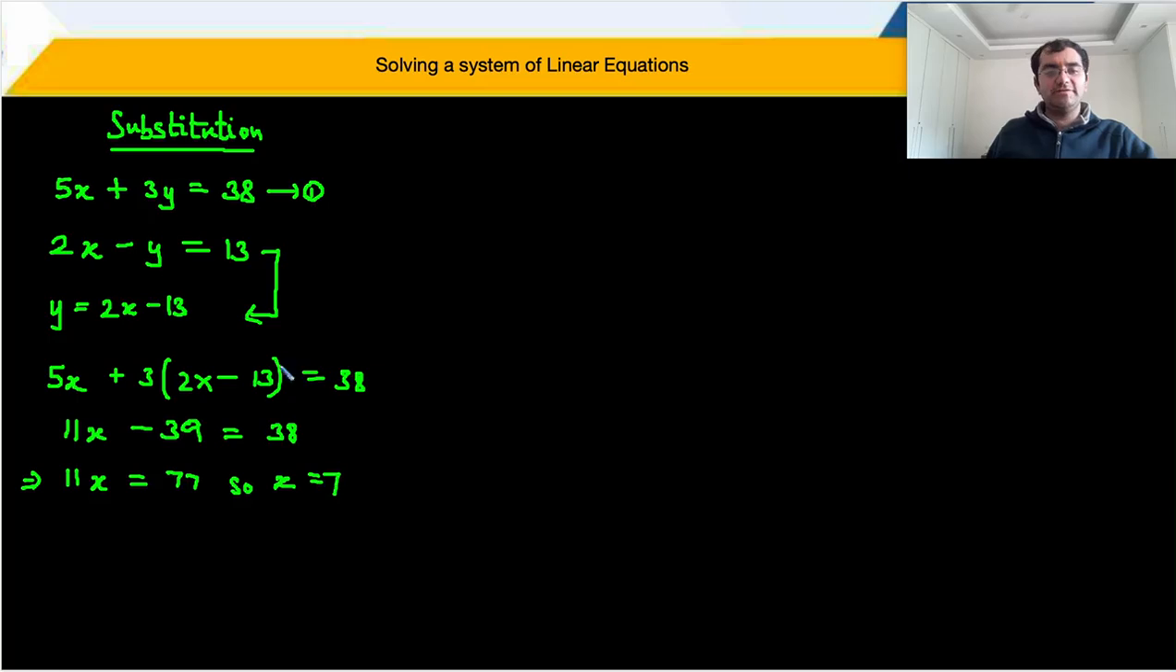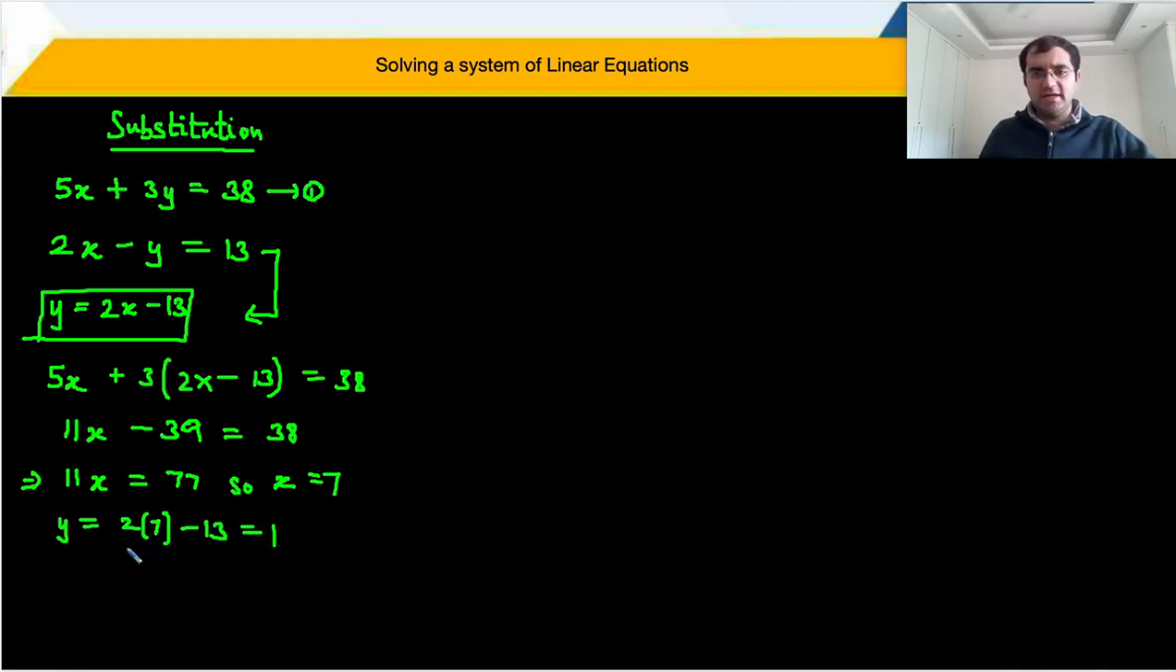As soon as one variable is found, put it back into the middle equation for y that you had found, and you will get the value of y. y is equal to twice 7 minus 13, 14 minus 13, 1. So you have your x and you have your y. This method is called substitution because you are substituting one of the variables.